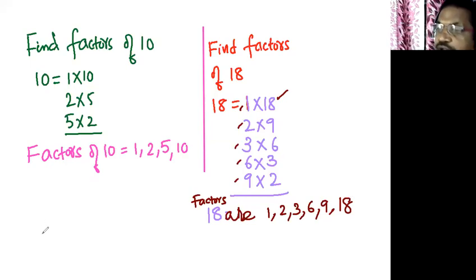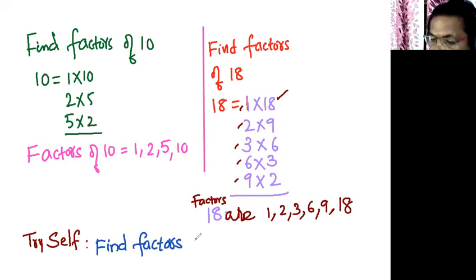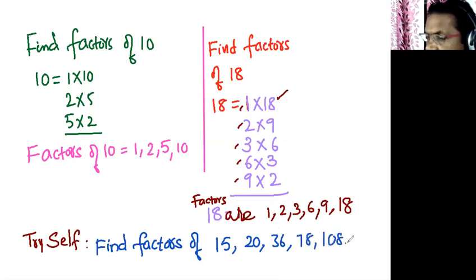Now I am giving you a task. Try yourself. I will give some numbers. You have to try yourself. Find factors of 15, 20, 36, 78, 108. Okay.